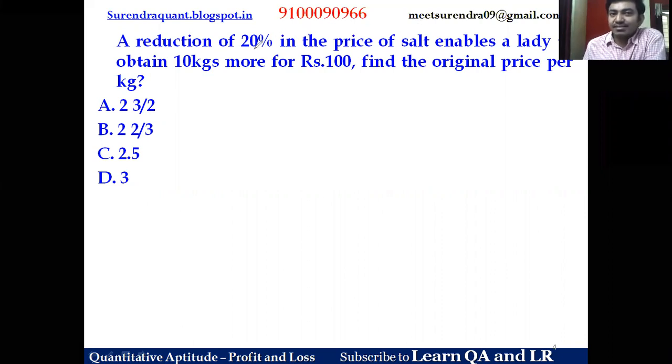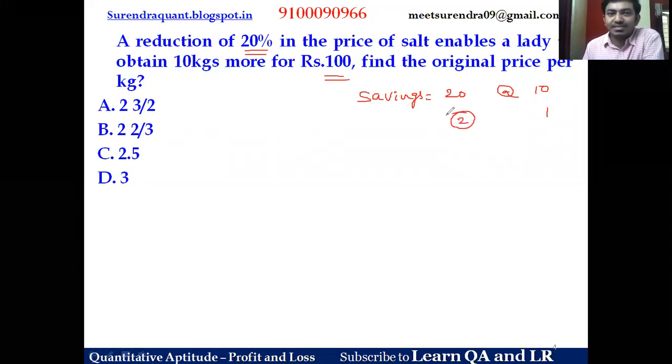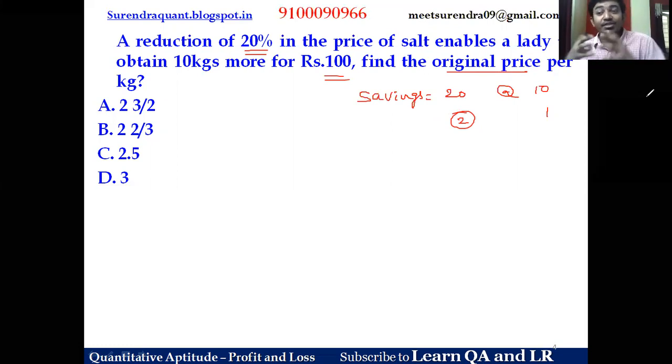Guys, what is savings? 20% of 100 is savings. So what is 20% of 100? 20 rupees. So 20 rupees he saved, and with that he purchased 10 kgs more. Then what is 1 kg cost? 2 rupees. Right? But what is the question asked? What is the original price? That is what I am focused on right from the beginning. You have to know how to find out the reduced price and original price as well.